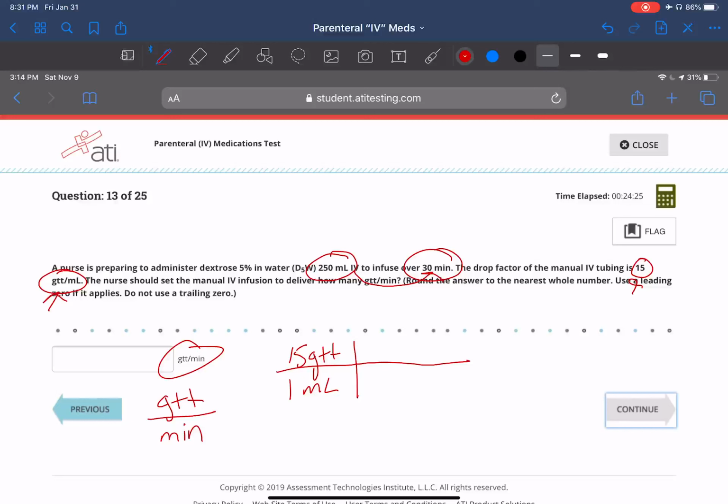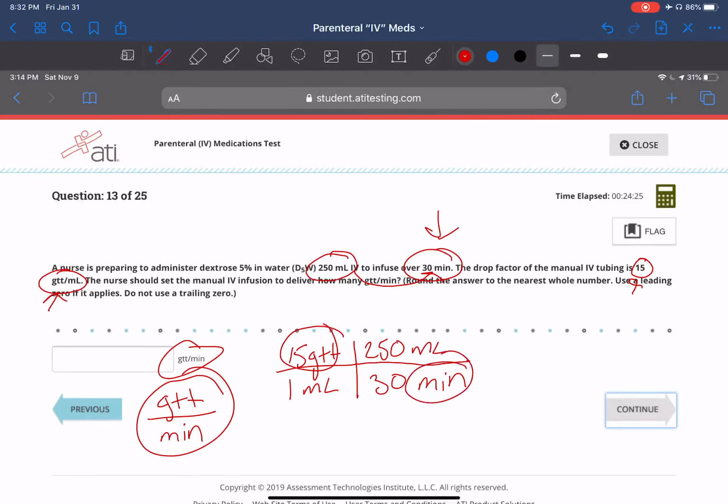And then we need another ml up top, which is 250 ml per our 30 minutes. And if you look at our problem, they want GTT per minute. And we have GTT per minute. Let's go ahead and solve this. So we have 15 times 250 divided by 1 divided by 30. And that equals 125 GTT per minute.